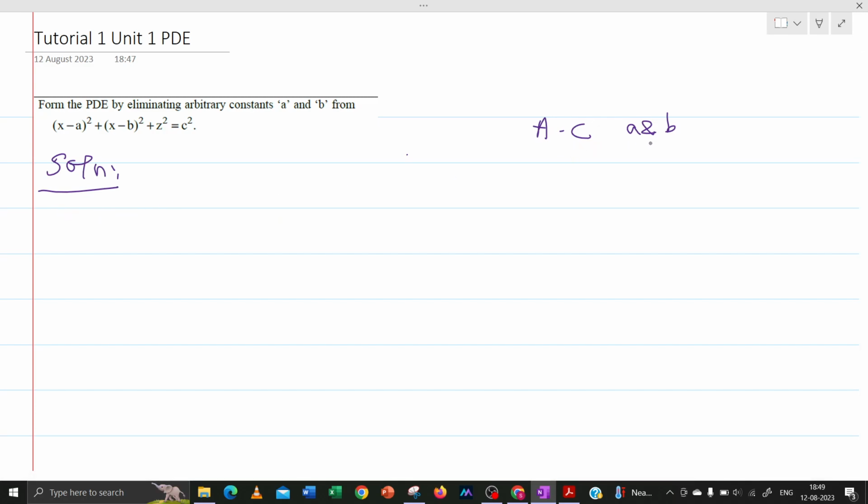How many arbitrary constants are there? a and b. How many independent variables are there? x and y are the independent variables. Then the resulting equation will be a first order PDE. Why? If the number of arbitrary constants equals the number of independent variables, you will get a solution in the first order.